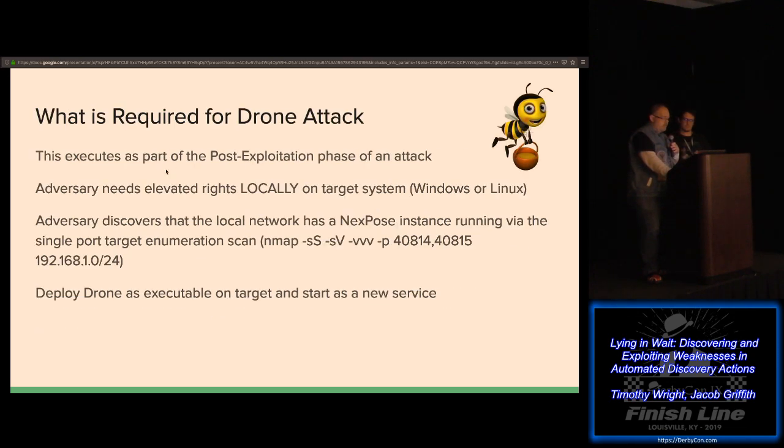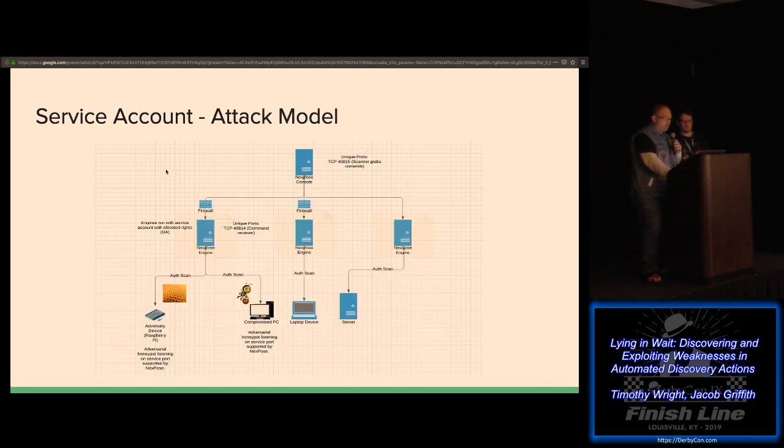And because of the way we wrote the tools all in Golang, we can run these on Linux or Windows, so it's pretty simple to compile, and the tool is working that way right now. I was talking about the single port enumeration, so there's an Nmap scan for that, I think for the Nexpose single ports 4814 and 4815. Again, just elevated local rights.